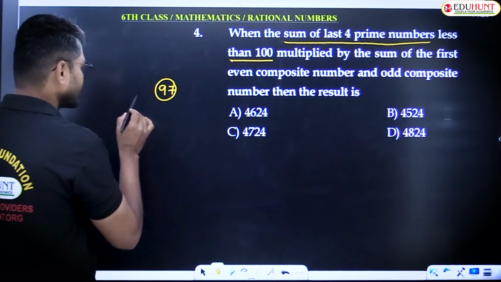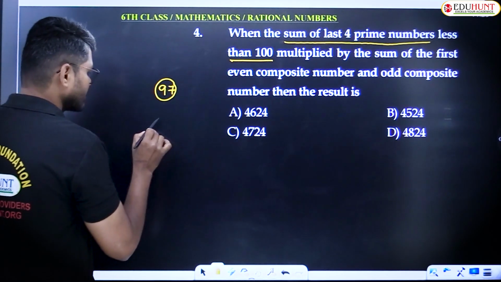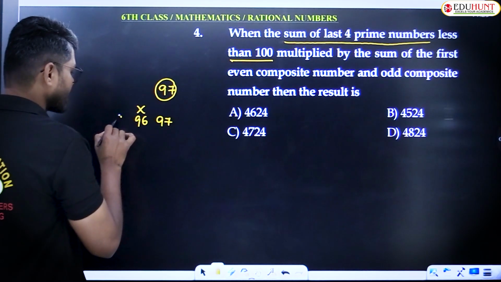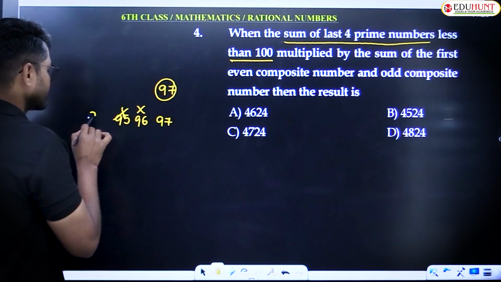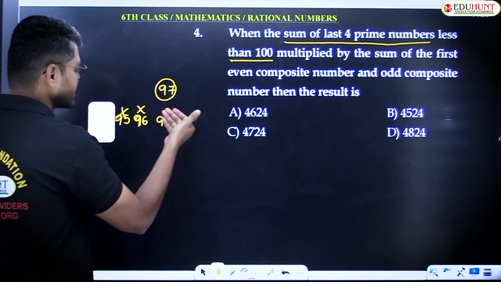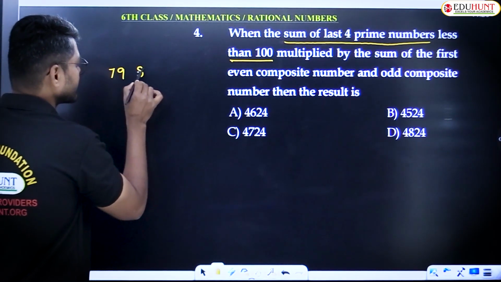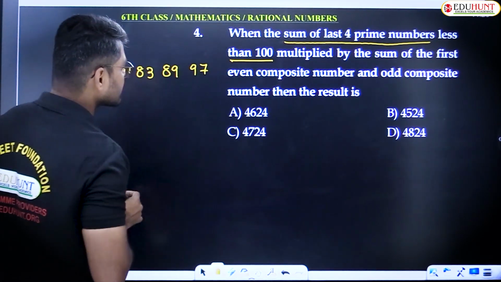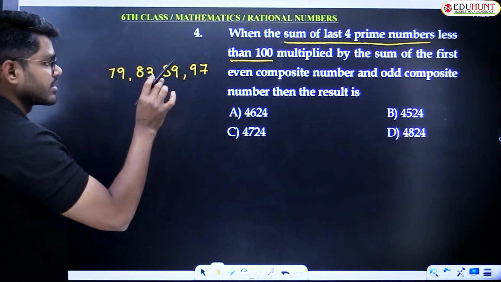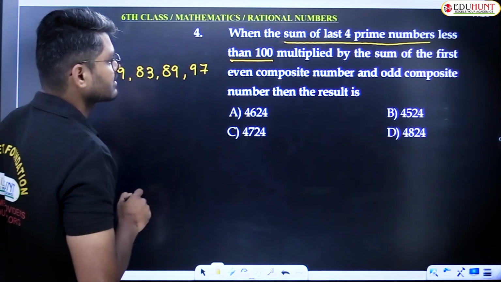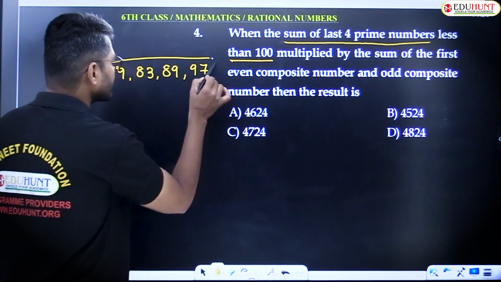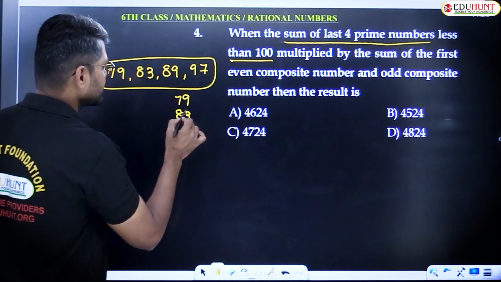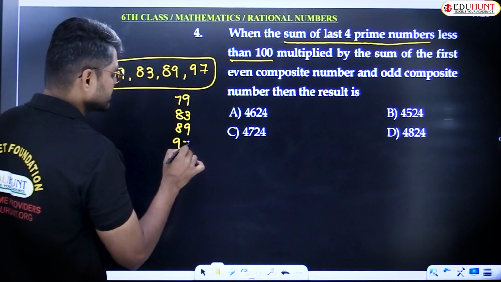Next, let's check one by one. 97 we know. 96 is not a prime number, 95 is not a prime number, and 90 is not either. Otherwise directly write 79, 83, 89 and 97. These are the last 4 prime numbers less than 100. We have to take the sum of these numbers: 79, 83, 89 and 97.